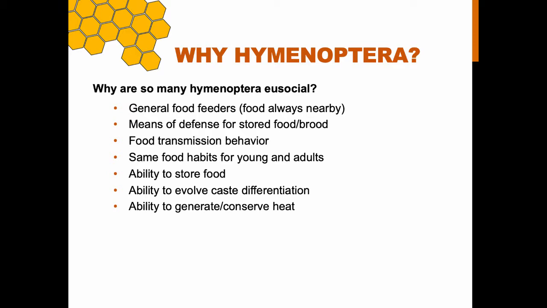So there's kind of this general question, why are hymenoptera so good at it? And there's a lot of speculation. Some of the major reasons that I found were the idea that they are general food feeders, meaning that they don't have super specialized food sources. Generally, they eat nectar and pollen, or if you're ants, you eat everything. Similar with wasps, you eat other insects. So there's almost always food nearby. So you can afford to invest in a big colony because generally you can assume you're going to find food no matter what.